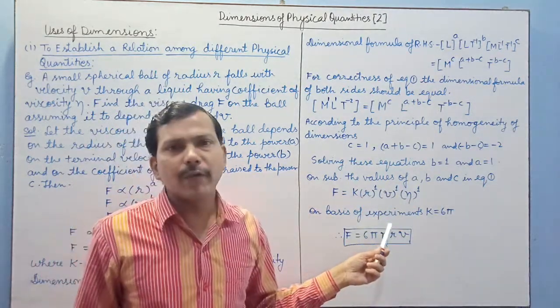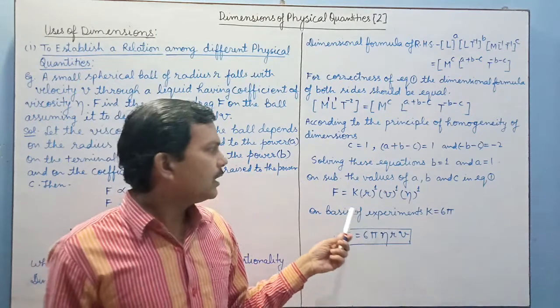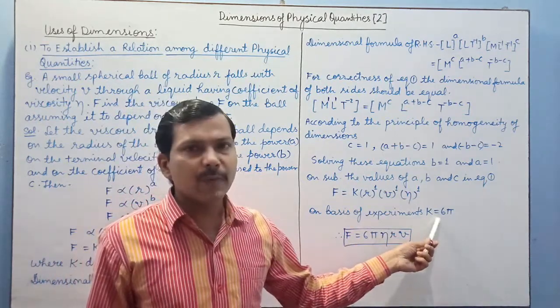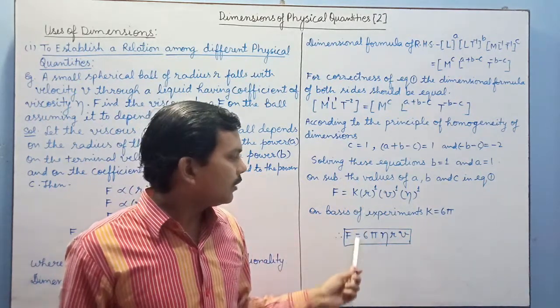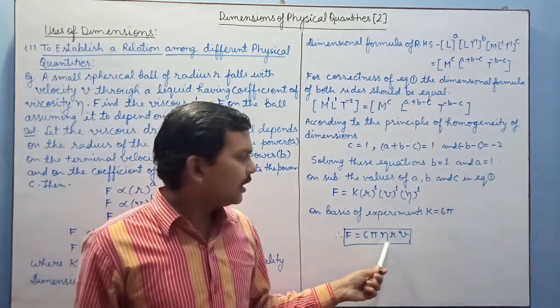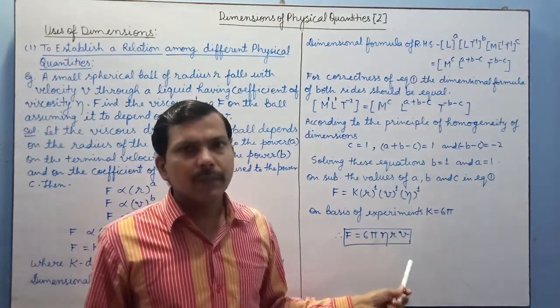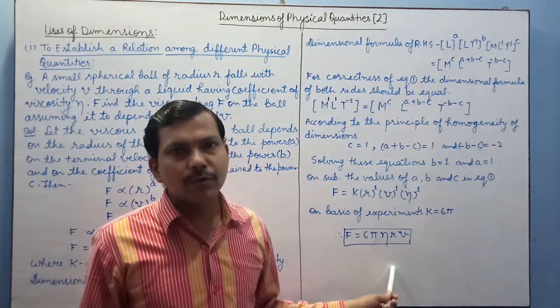Now on the basis of experiments, we can write the value of k equal to 6 pi. Then this equation becomes F is equal to 6 pi eta r v. This is known as Stokes' law.